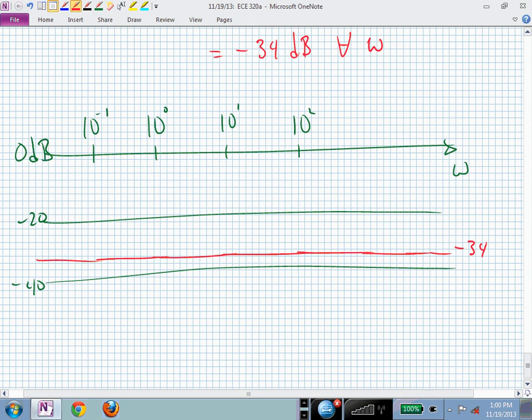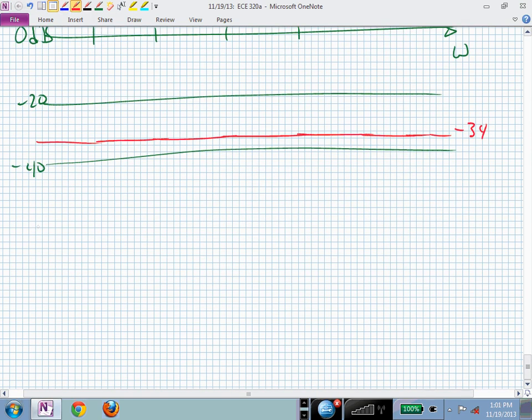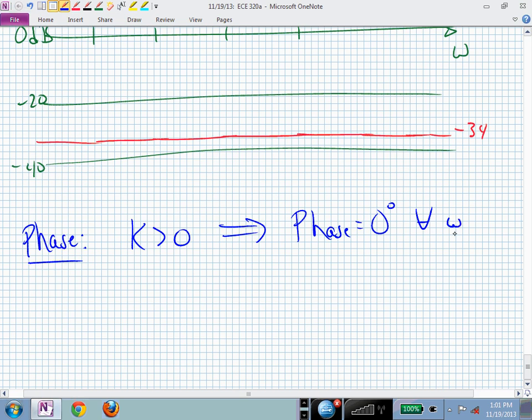What's the phase of this gain term look like? If I needed to sketch the phase of this gain, it's 0, isn't it? Because K was positive. So our angle, or the phase of that constant, is 0 degrees for all omega, and I'm not even going to bother sketching that. That would just be the axis without anything on it.